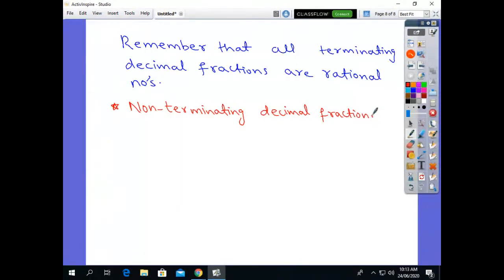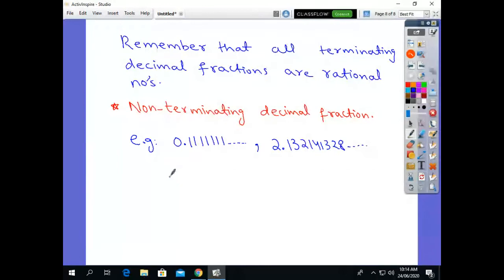Non-terminating decimal fraction, for example 0.111111 and so on, means that after the point we cannot count the digits which are written after the decimal. Another one we write is 2.132141328 and so on.